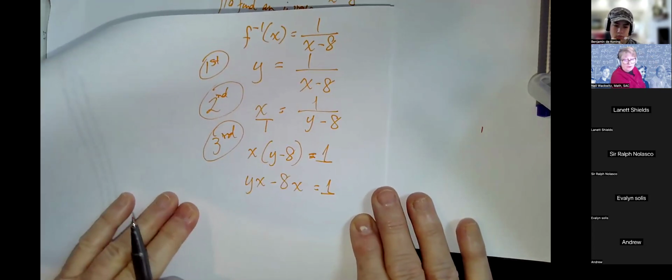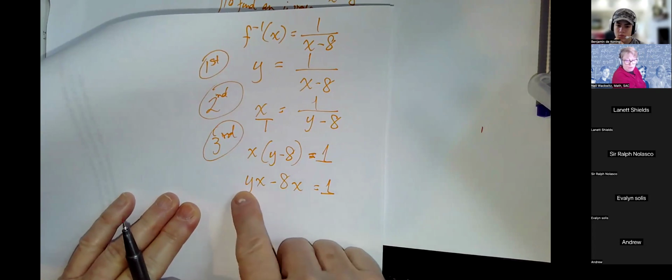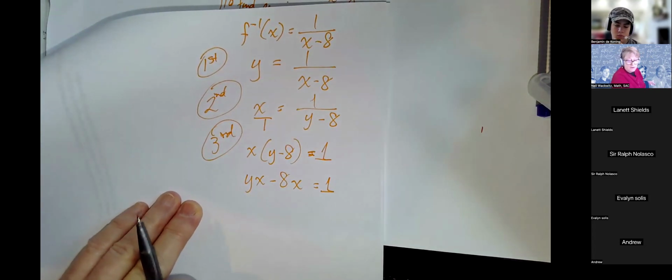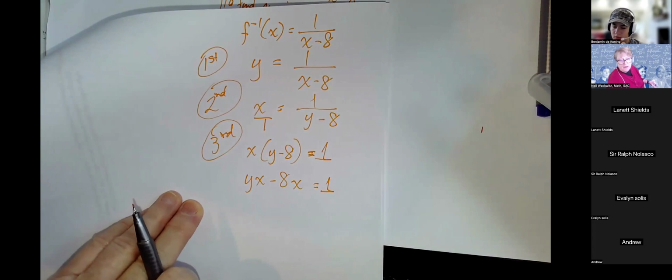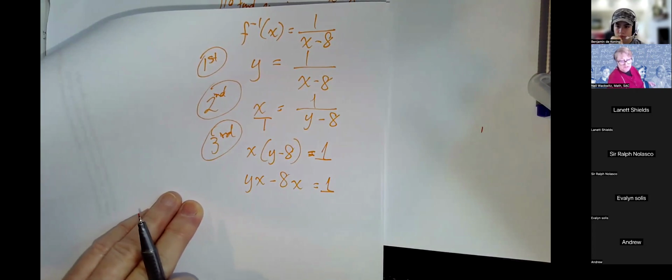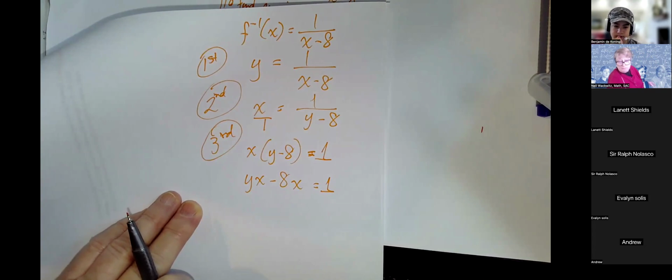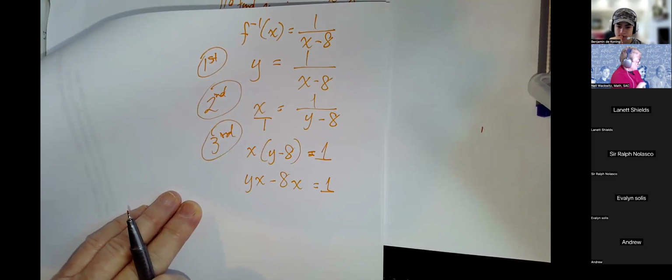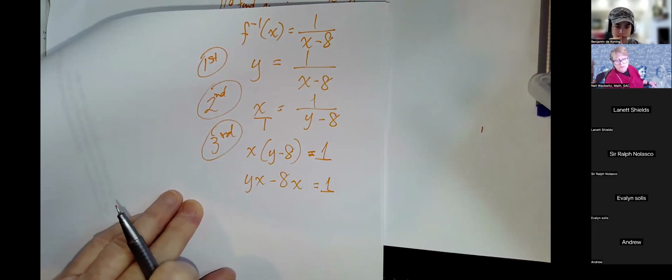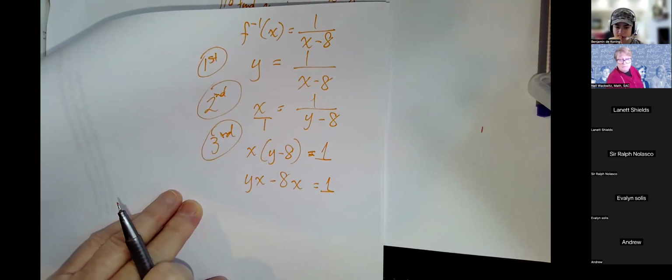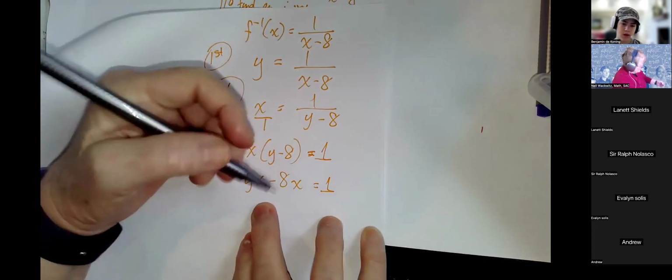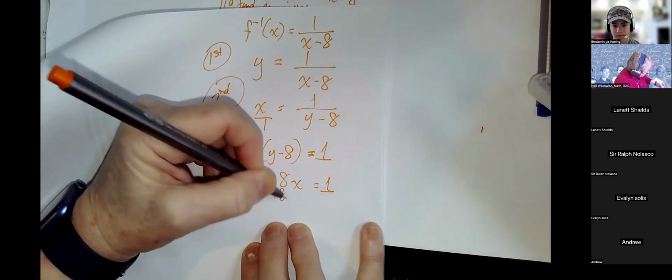And this is linear in that the thing we're looking for, the y, has the first exponent. So that means I want everything that isn't y on the opposite side. So can we factor an x out of that? We don't want to factor the x out. We want to move everything that doesn't have a y in it to the other side. So add the 8x. Yes.